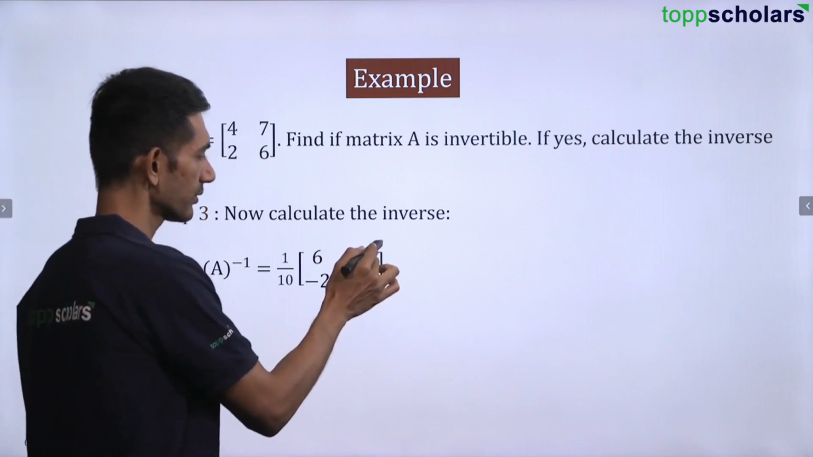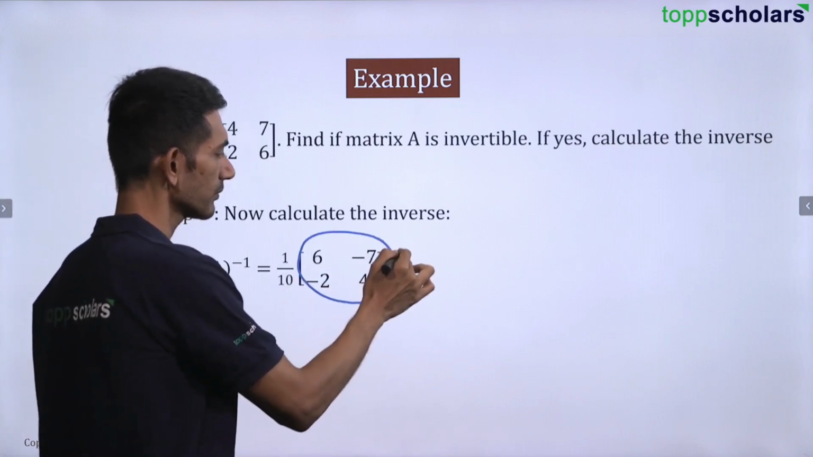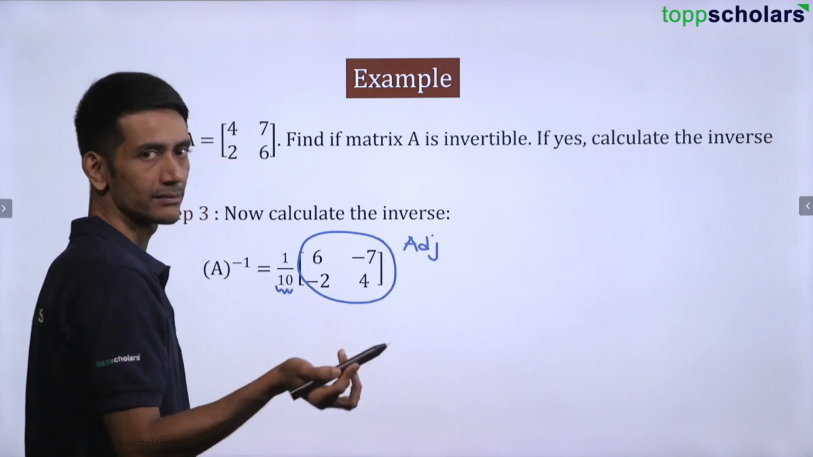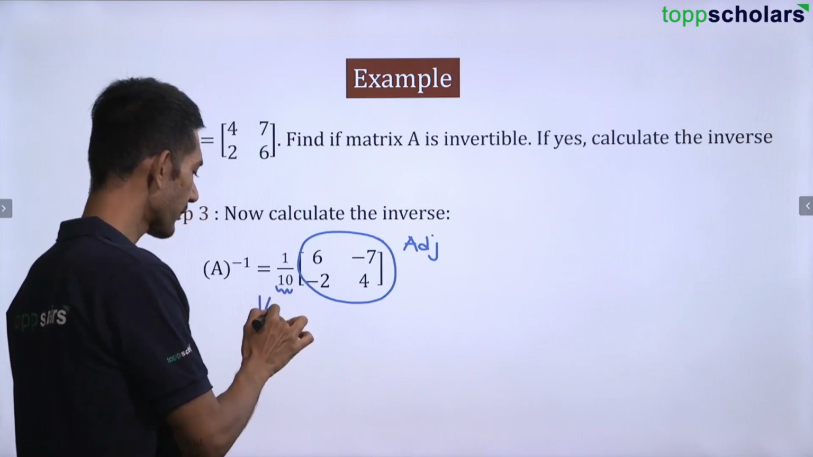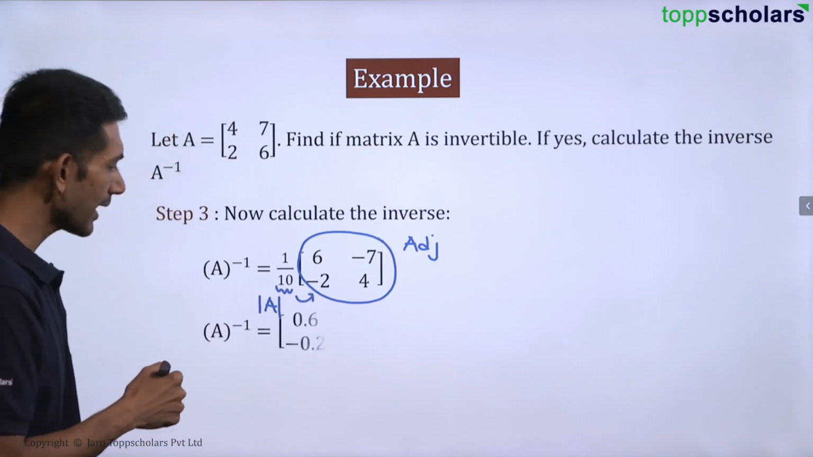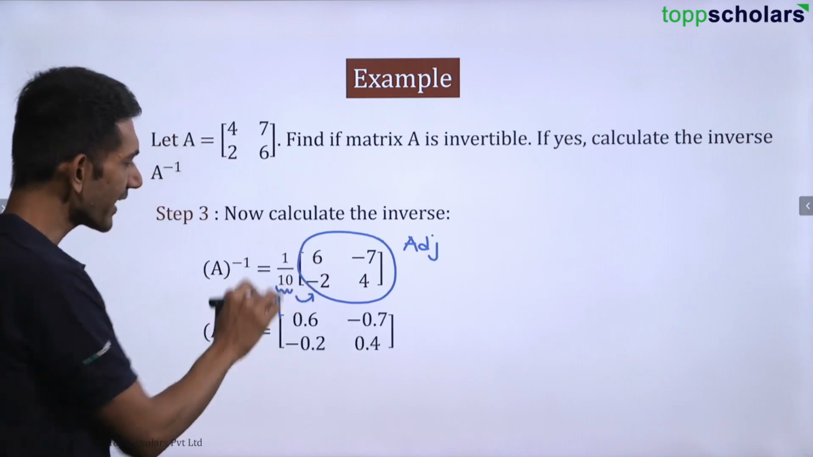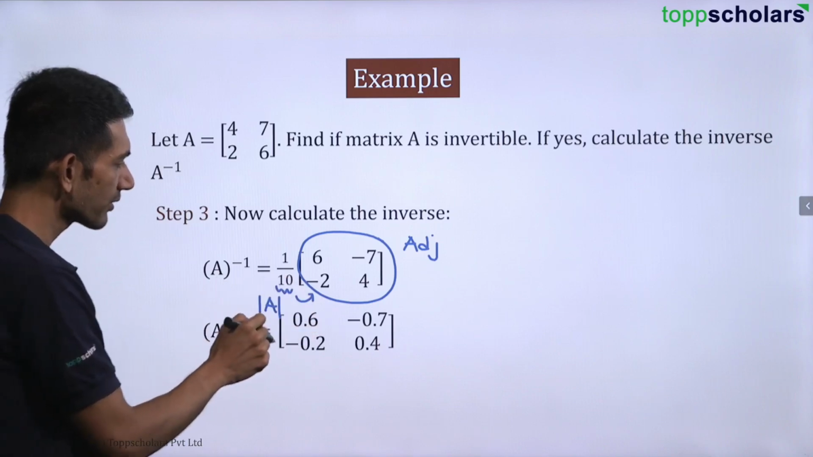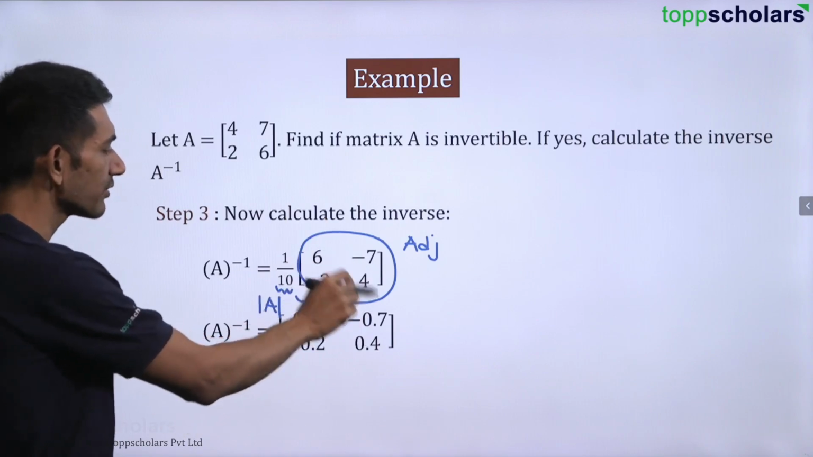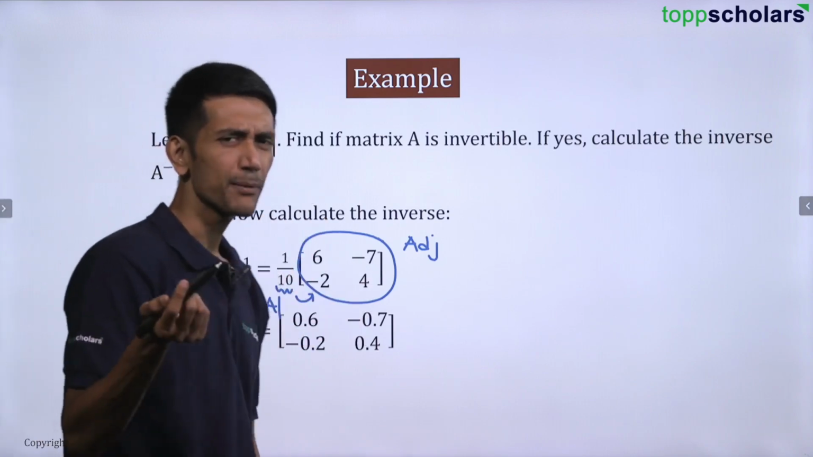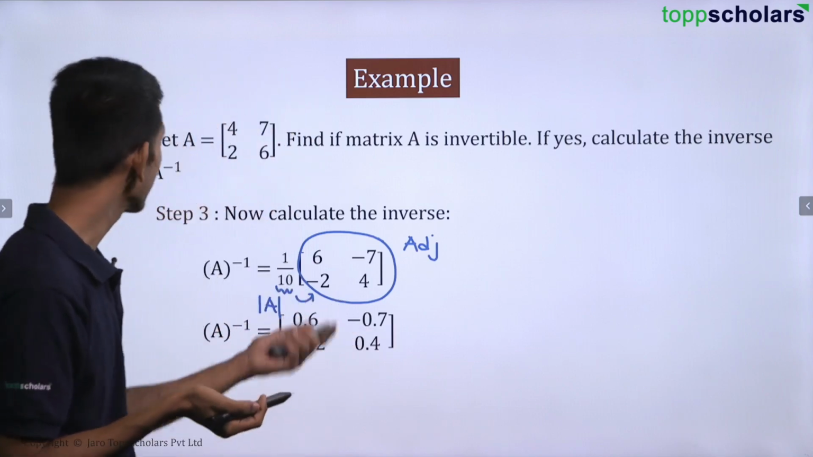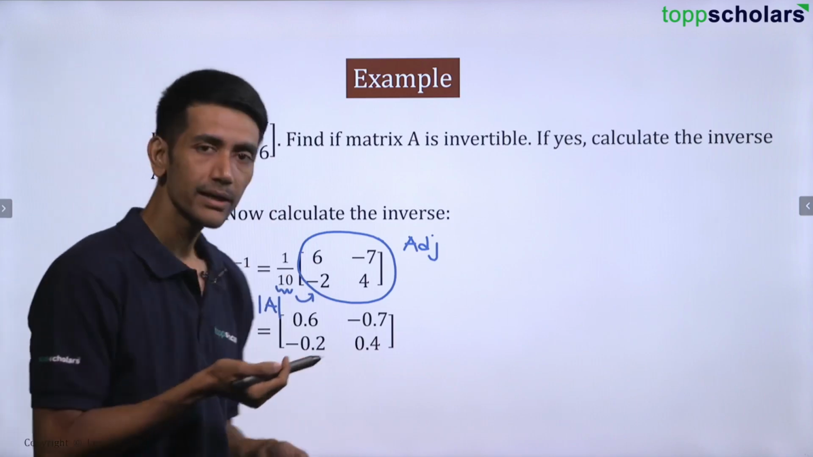So this matrix is what? What is 10? 10 you know, it is the determinant of A. Now we will multiply 10 inside with each and every term. So what will happen? This becomes divided by 10. So 6 divided by 10 is 0.6. Minus 7 divided by 10 is minus 0.7. This is minus 0.2 and this is 0.4. If you want to keep it in fraction, you can do that. 6 by 10, minus 7 by 10, 2 by 10 and 4 by 10. That is also fine. So in this way, you can calculate the inverse.